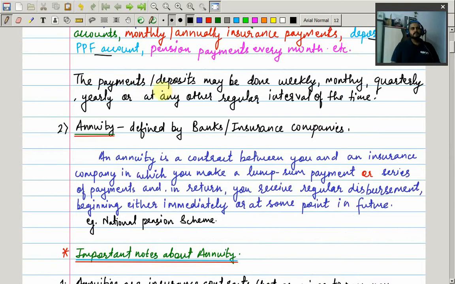The payments or the deposits may be done weekly, monthly, quarterly, yearly, or at any other regular interval of time. Let's see one more definition of annuity, as defined by banks or insurance companies. An annuity is a contract between you and an insurance company in which you make a lump sum payment or series of payments, and in return you receive regular disbursement beginning either immediately or at some point in future.